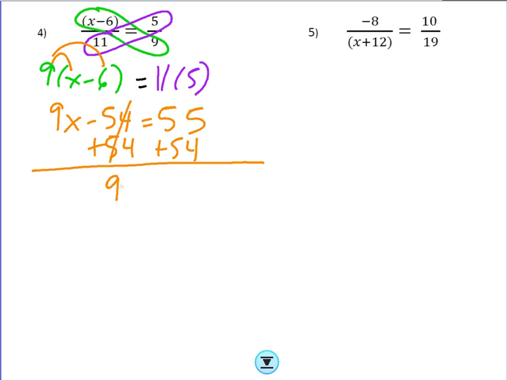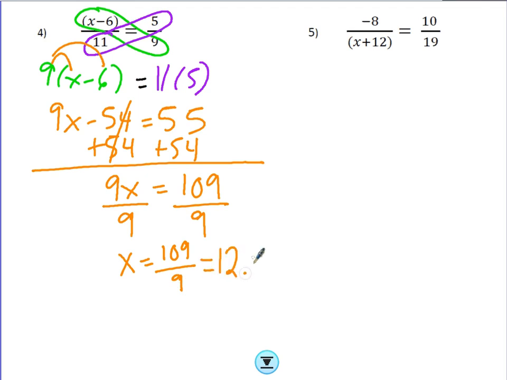These cancel. 9x is 109. 55 plus 54 is 109. And then we are going to divide both sides by 9 here. And when I do that in my calculator, I see that I get a decimal, specifically a repeating decimal. So I'm going to say that x is 109 divided by 9, which is my preferred. Or if you want to make it into a decimal, I'm going to round to 3 decimal places, 12.111.